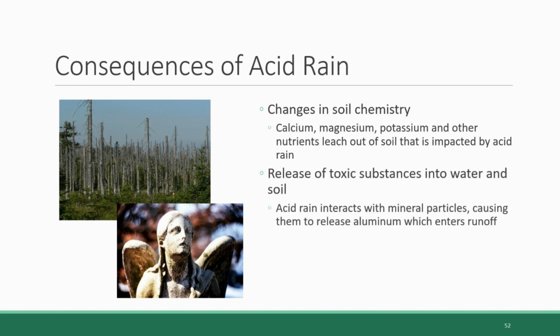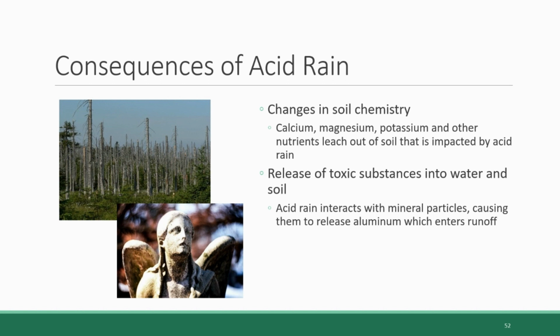Additionally, when that acid rain infiltrates the soil, it causes mineral particles to release toxic substances like aluminum, which can then enter runoff and be carried to rivers and lakes and also be taken up by plants. The trees that you see in the upper photo have all been affected by acid rain, and it's believed that it's a combination of the loss of essential nutrients, the leaching out of nutrients, combined with the increase in toxic substances like aluminum, that those two factors together are responsible for the effect that acid rain has on killing plants.